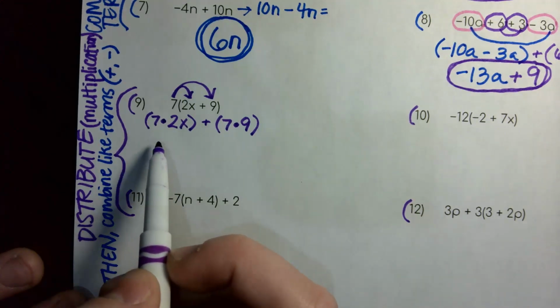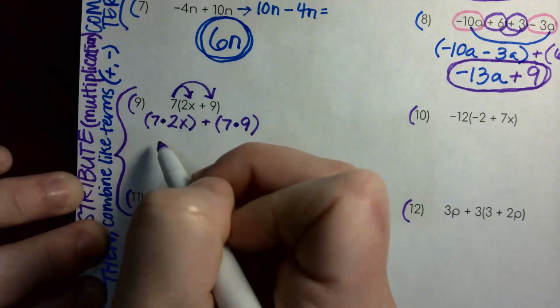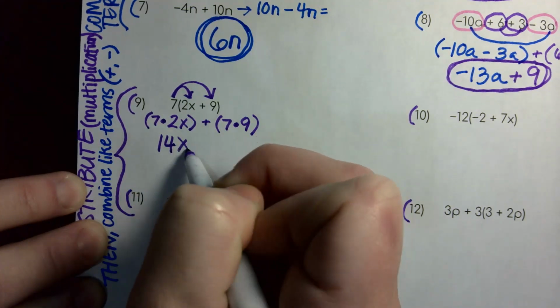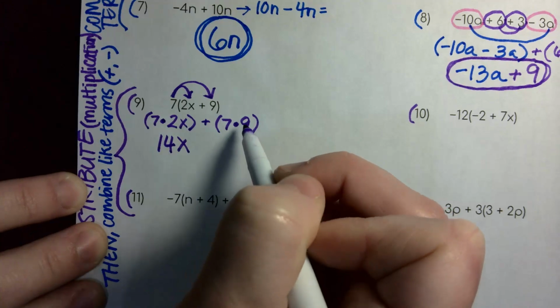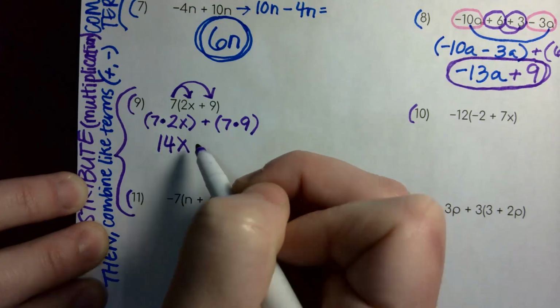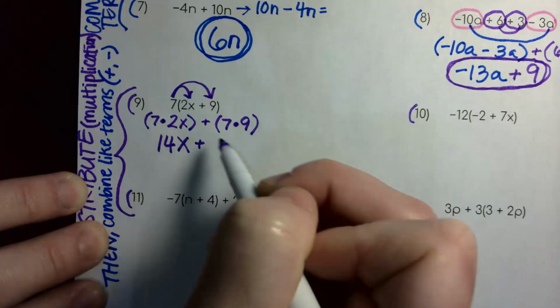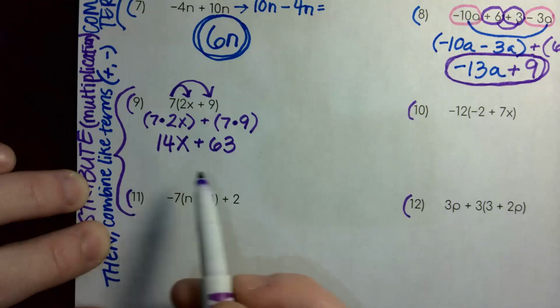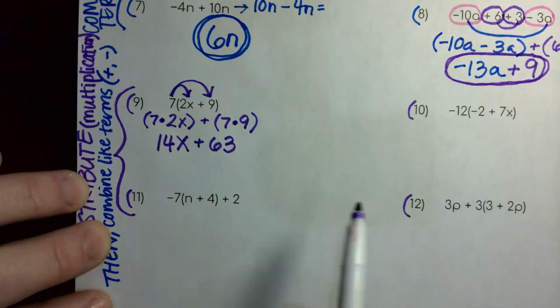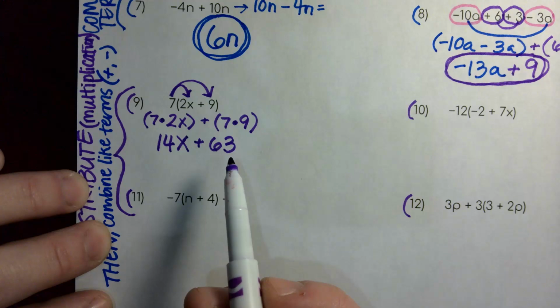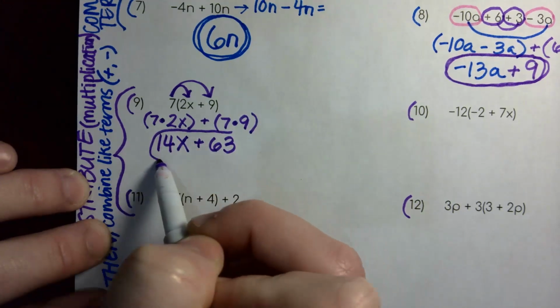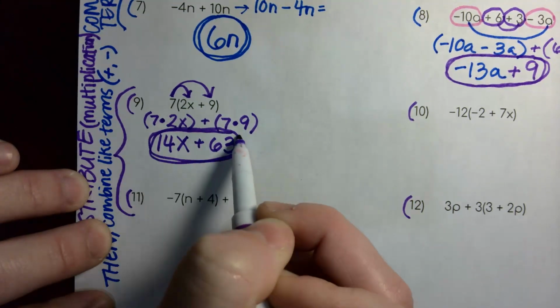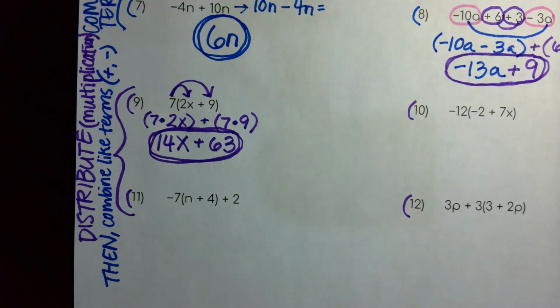So now let's go ahead and do those multiplication problems. What would 7 times 2x be? 14x. Good. And then what about 7 times 9? 63. So we're going to keep that plus sign, plus 63. Can I combine any like terms here? No. That's right. We don't know what x is, and 63 doesn't have an x. So we are going to circle this. This is our answer. It's as simplified as we can get it. All right. Any other questions about number 9?